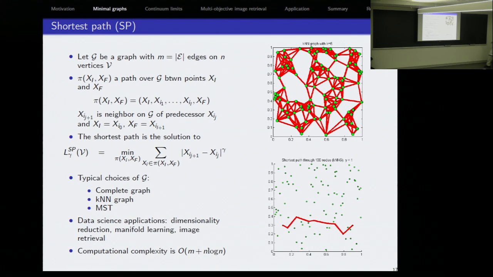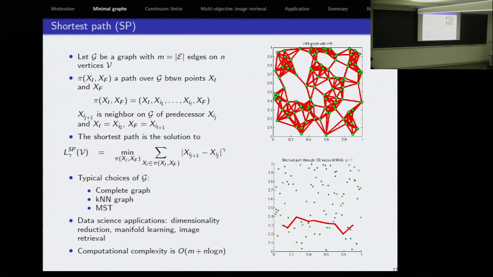One can choose the complete graph, in which case the shortest path is always a straight line, right? A complete graph is a graph in which every vertex has degree n minus 1. So every node has n minus 1 neighbors, and no node is more than one hop away from any other node. But there are other possibilities, k-nearest neighbor and minimal spanning tree and so forth.